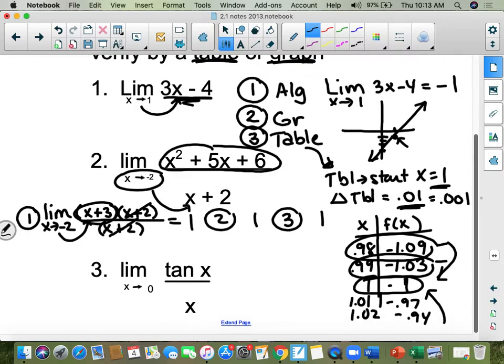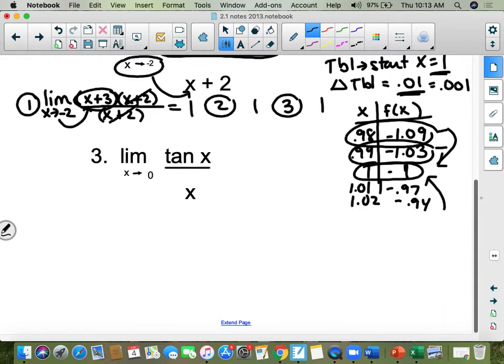Okay, the next one, last one, I'm going to do this one. I'm going to show you all the ways. I'm going to show you algebraically first of all. Algebraically, you need to use trigonometry. This is where trig comes into play.